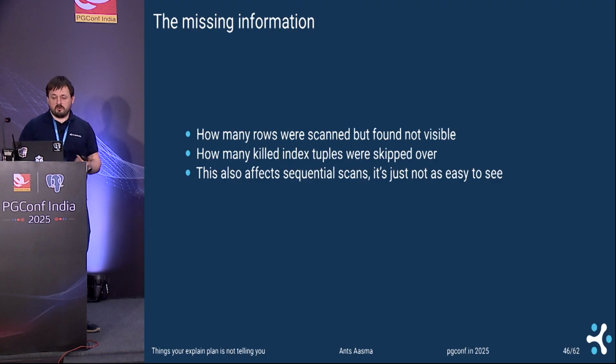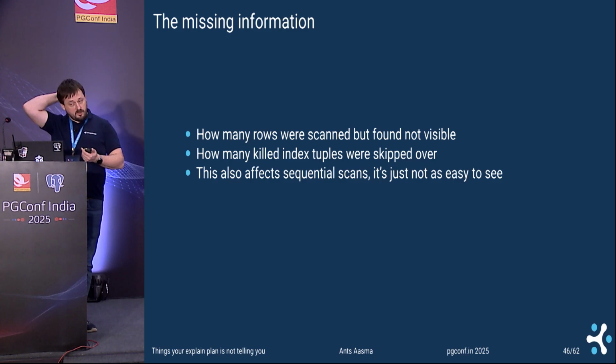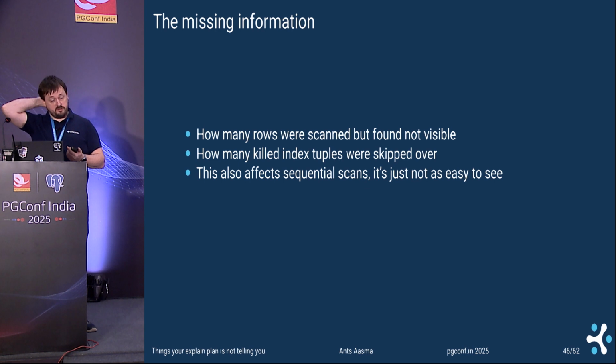So what was missing from the explain? Ideally, we would like to see how many rows did we look at, but decided to discard because they were not visible to us. If we were using this index kill tuple thing, how many rows could we skip fetching from the table because we know from the index already that it's dead. And this information is not only for index scans, it's also for sequential scans, but it's usually not as bad in the sequential scan.